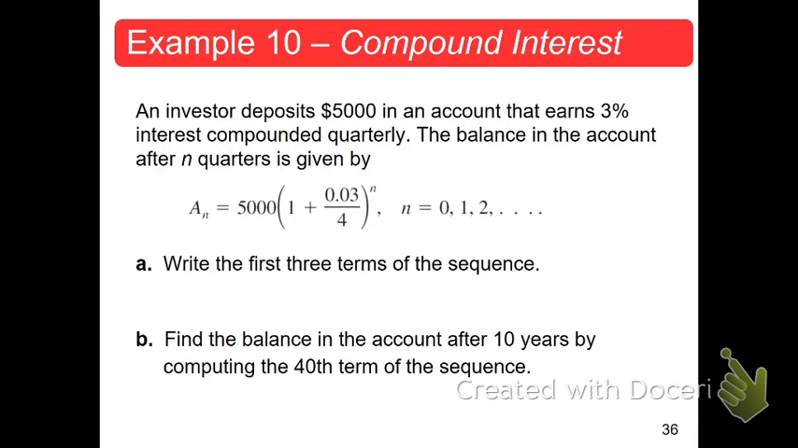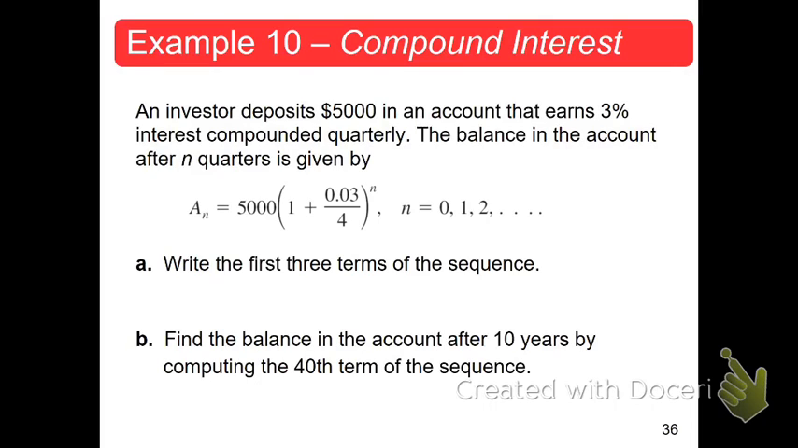All right, so example 10. It says an investor deposits $5,000 in an account that earns 3% interest compounded quarterly. The balance in the account after n quarters is given by A sub n equals that equation, where n is equal to 0, 1, 2, and it keeps going. So write the first three terms of this sequence.